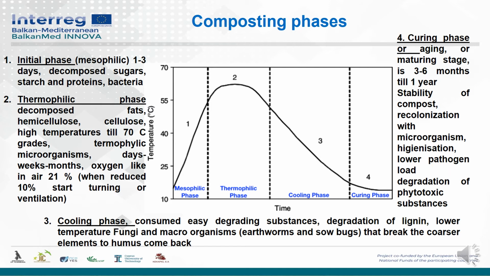The fourth phase is the curing phase, or aging of the compost, or maturing stage. It is long, lasting from 3 to 6 months up to 1 year. The result of it is stability of the compost. We have in this phase recolonization with microorganisms. The hygienization of the compost happens. We have a lower pathogen load and the degradation of phytotoxic substances happens in this phase. That's why it is called the curing phase.